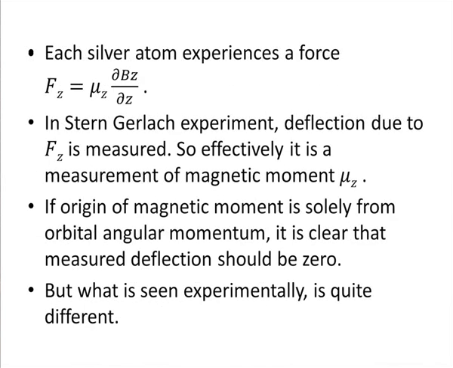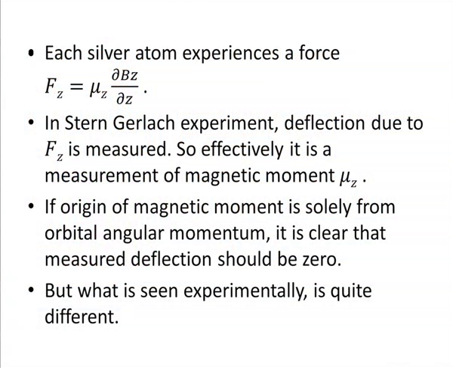Now, silver atom experiences a force F_z = mu_z dB_z/dz. In Stern-Gerlach experiment, deflection due to F_z is measured. So, effectively it is a measurement of magnetic moment mu_z. This is the point to be noted, that basically we are trying to measure mu_z. If origin of magnetic moment is solely from orbital angular momentum, it is clear that measured deflection should be 0, but what is seen experimentally is quite different.